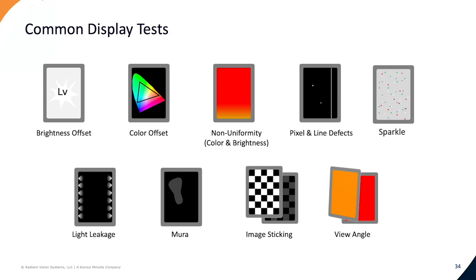Mira, as discussed earlier, measures undesirable regions of unevenness in the display active area. Image sticking measures when the display is unable to completely erase the previously shown image before presenting the next image, which is a display refresh problem. And view angle measures the perceived emission qualities of the display at various angles of observation.